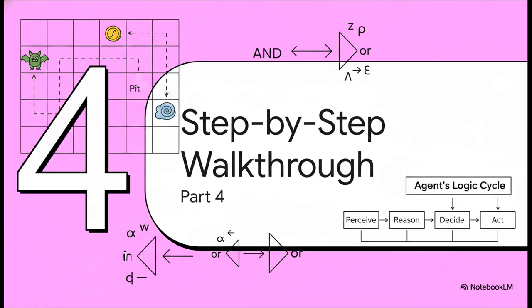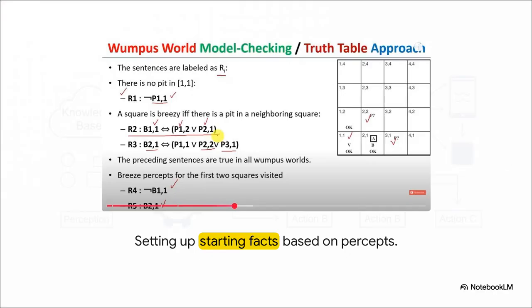And finally, part four, our step-by-step walkthrough. Let's actually watch this build into real reasoning as the agent navigates. Our agent starts at square 1-1. It knows for a fact there is no pit there, which we label as rule R1, not P11. It also knows the general rules of the cave we just talked about, like R2 and R3, stating that a square is breezy if and only if a neighboring square has a pit.